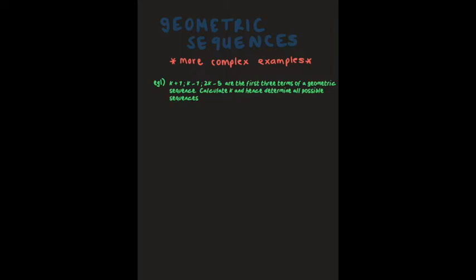My first example: k plus 1, let me just make sure you see that's a 1, hey? k plus 1, k minus 1, 2k minus 5 are the first three terms of a geometric sequence. Calculate k and hence determine all possible sequences. So now what?